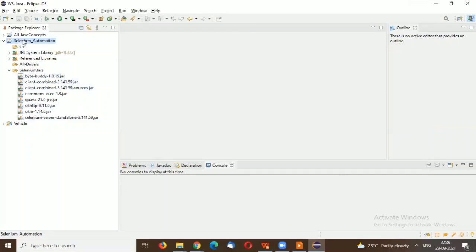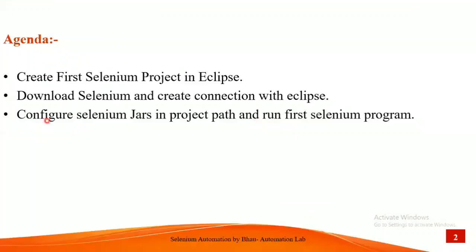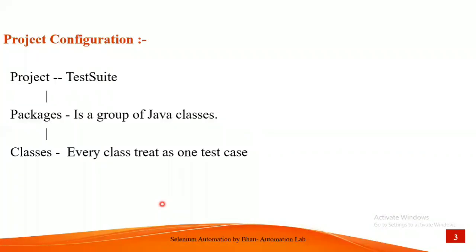So how to configure the jars with Selenium? We need to go to the build path and configure all the jars. You need to download them from the official website and configure them to your Eclipse project. So what we have done till now: created the first Selenium project, downloaded Selenium, created a connection with Eclipse, configured the Selenium jars in the project path, and now we run your first Selenium program.